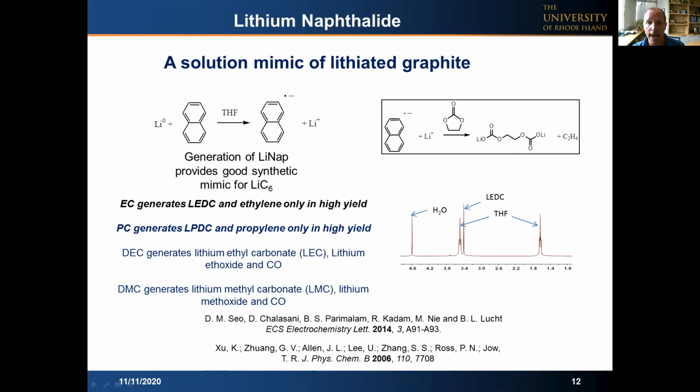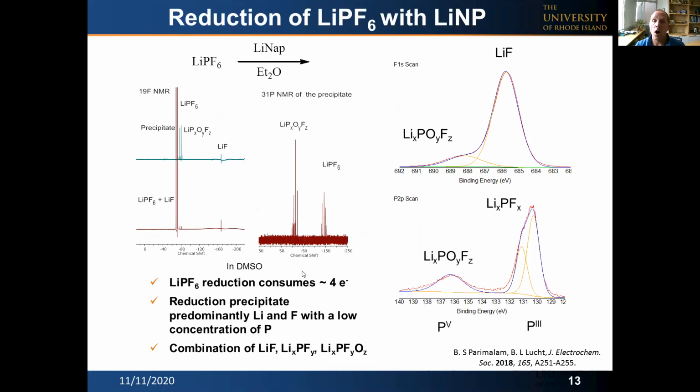We do the same reaction with propylene carbonate, and we generate only lithium propylene dicarbonate and propylene. Very, very clean reactions. If we go to diethyl carbonate or dimethyl carbonate, these reactions are a little bit more complicated, and we see lithium ethylene dicarbonate along with lithium ethoxide and carbon monoxide. But nonetheless, these reactions are much smaller than the reactions of EC and PC in terms of the generation of the solid electrolyte interface.